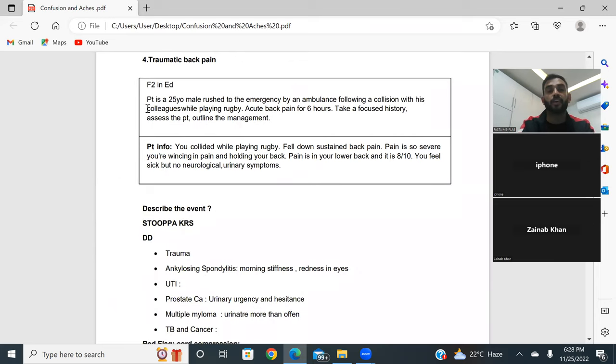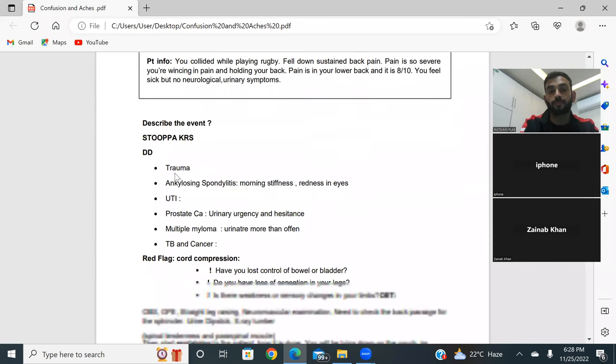The second scenario is a 25-year-old male, rushed to the emergency with an ambulance following a collision while playing rugby. Acute pain, 6 hours, take the history. The collision was while playing rugby. Back pain, 8 out of 10. You feel sick, but no neurological or urinary symptoms.